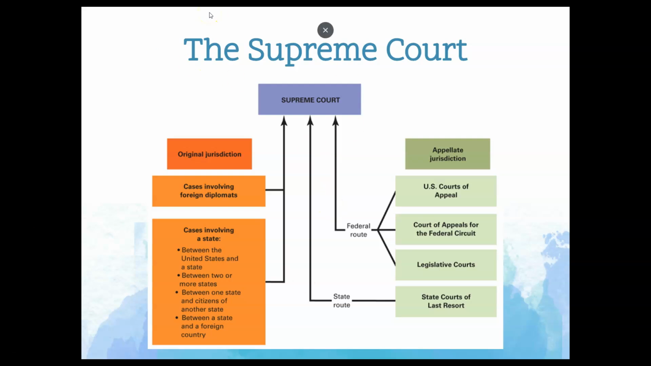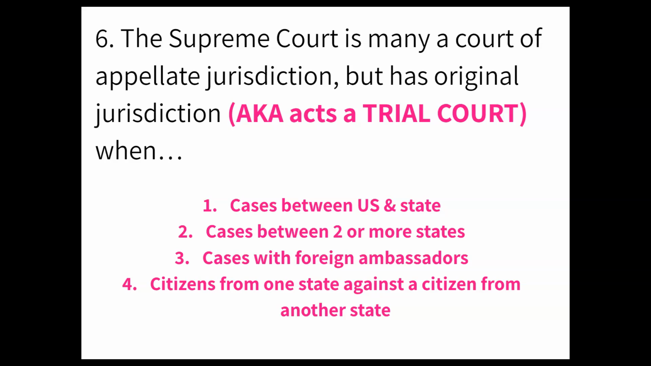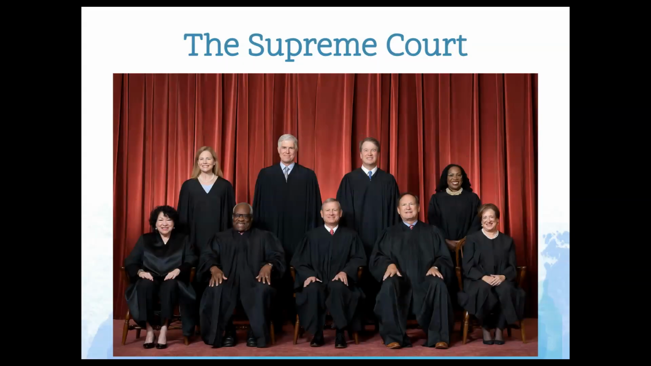But there are some instances where it may act as a trial court, where it has original jurisdiction. Instances here would be a case involving, for instance, the United States and a state, a case between two or more states, a case between a citizen of a state and a state itself, or perhaps between a state and a foreign country, or any cases that might deal with foreign ambassadors. So these would be the limited instances in which the Supreme Court acts as a trial court.